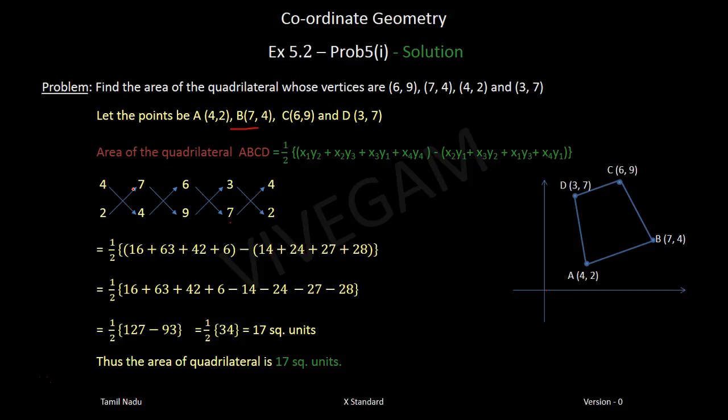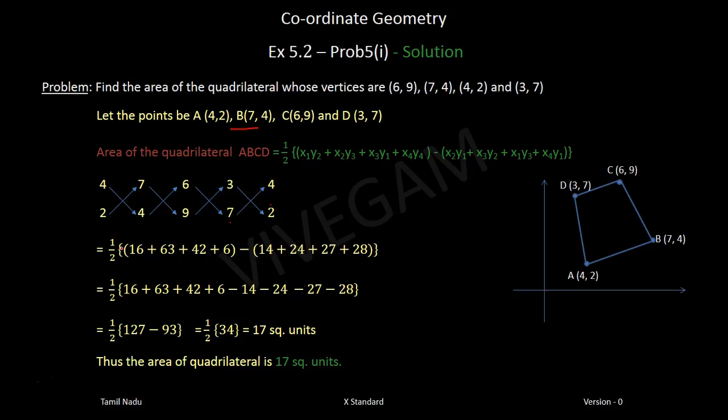So this is x1, y1, x2, y2, x3, y3, x4, y4, and this is x1, y1 again. We know the 4 points. x1 y1 is 4 and 2. This is x2 y2, that is 7 and 4, and this is x3 y3, that is 6 and 9. This is x4 y4, that is 3 and 7, and this is x1 y1. This column gets repeated. Now you've figured it out. Now all you need to do is simplify it.